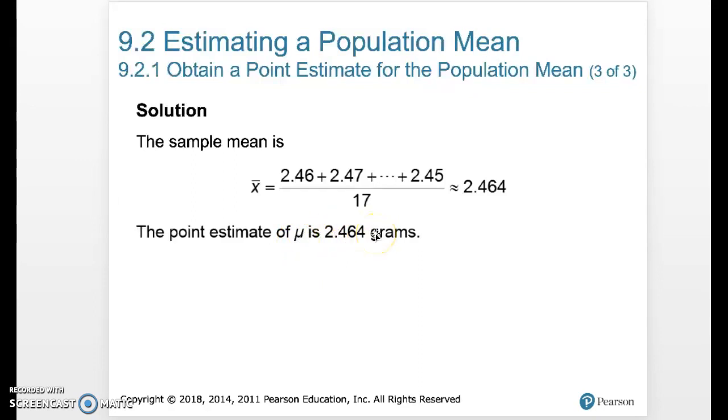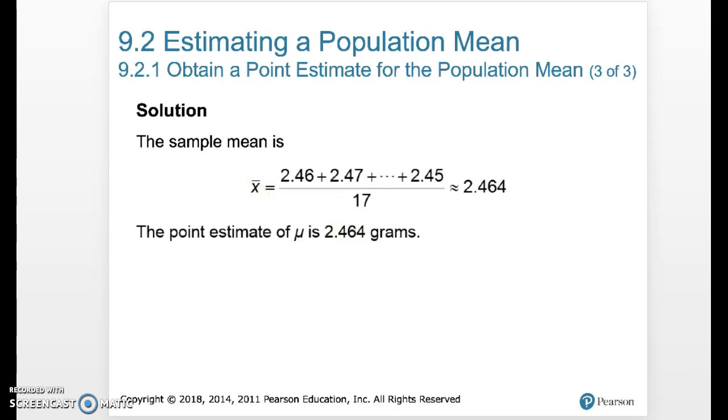Now, could we do better? Maybe so. Maybe if we had more data, if I had 200 pennies, I might be more confident in my point estimate. If I only have 17, I might be interested in creating a confidence interval. Maybe I am okay with this number, but I want to know a range that would be a good estimate range for my population mean.